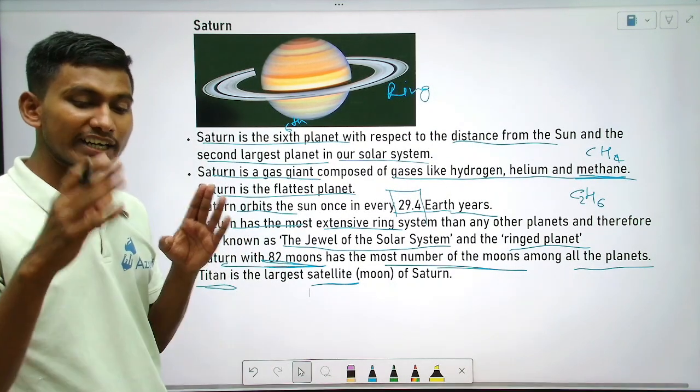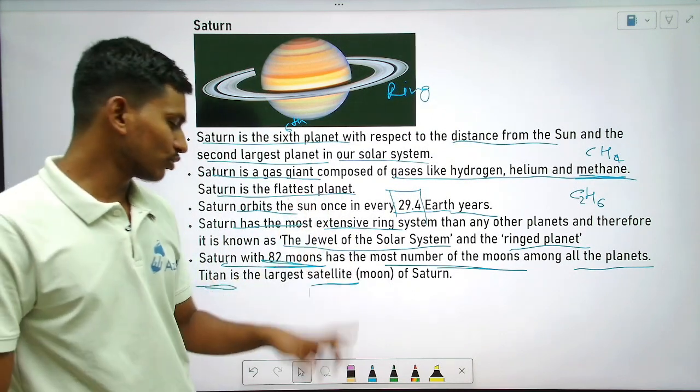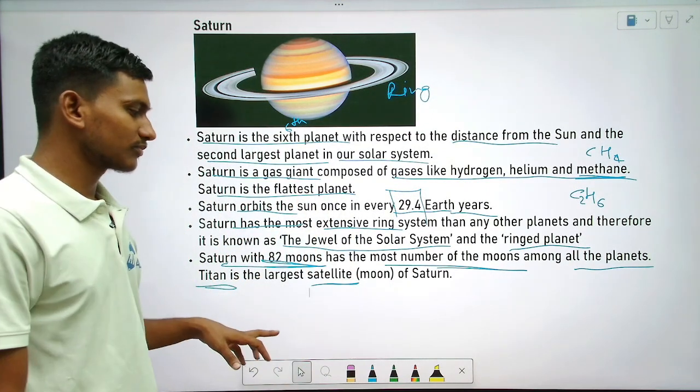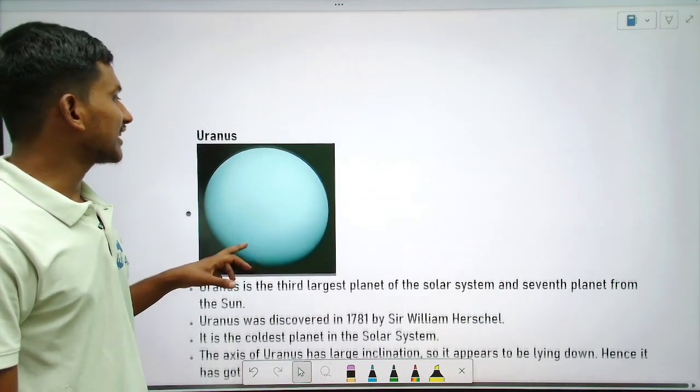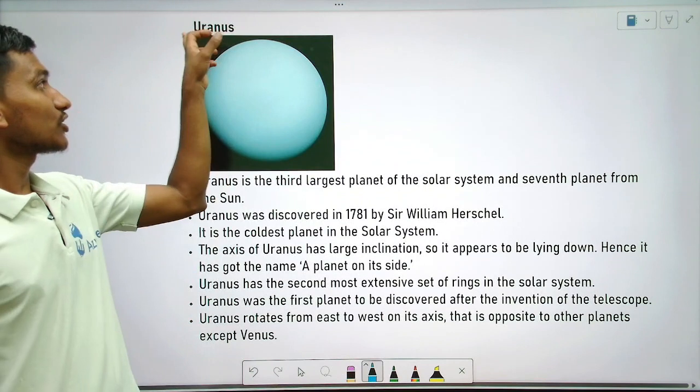Saturn has how many moons? 82 moons, the largest number in the solar system. Okay, that is the most number of moons. Understood? Should we go to the next, that is Uranus? Yes. So this is Uranus.